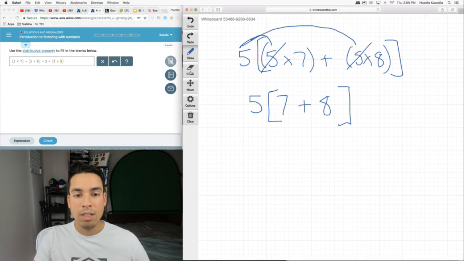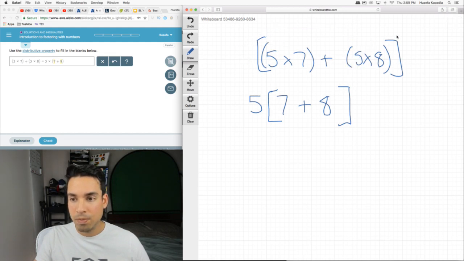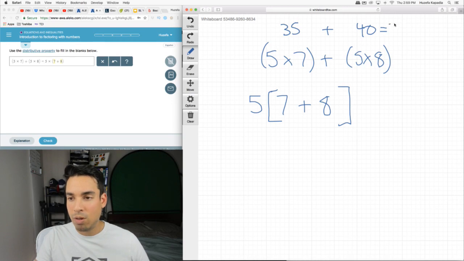Now let me prove that this is indeed the same. So I'm going to first start with the original expression, and I'm going to carry it out. So 5 times 7 is 35, 5 times 8 is 40. Then if we were to add them up using standard PEMDAS, 35 plus 40 is 75, which I'm telling you is the same as this.